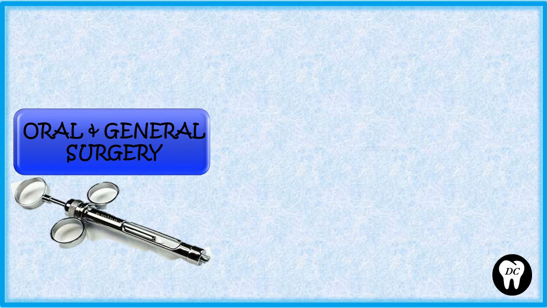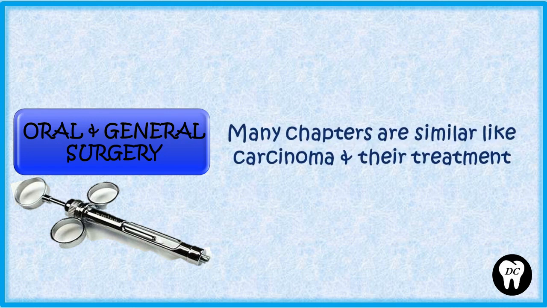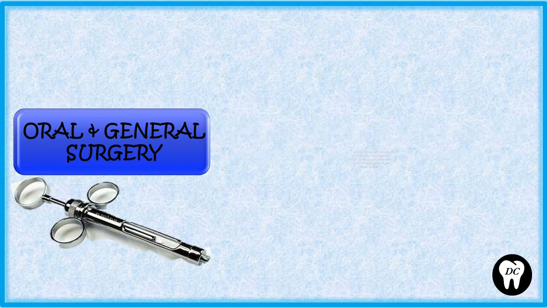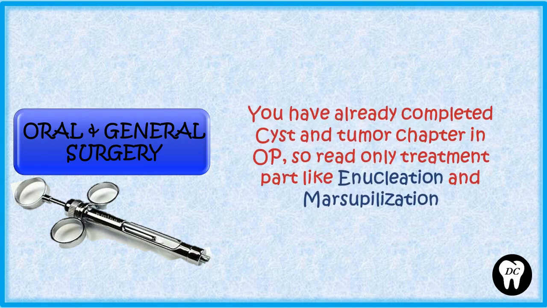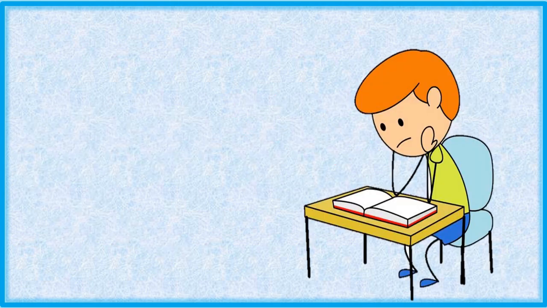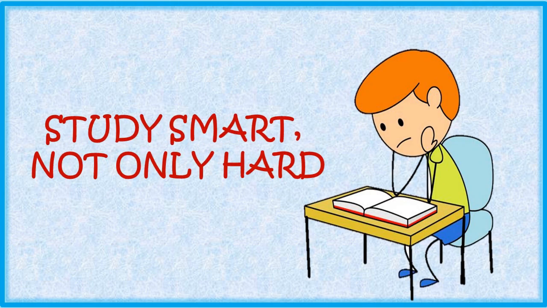Now, oral surgery and general surgery. Many chapters are similar, like carcinoma and their treatment. You have already completed the cyst and tumor chapter in OP, so read only the treatment part like enucleation and marsupialization. I'll make a video related to enucleation and marsupialization that covers all important points related to the exam. What I mean to say is, study smart, not only hard.